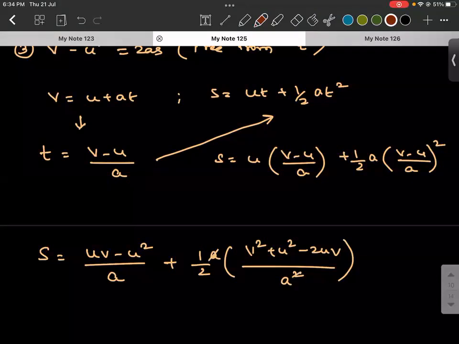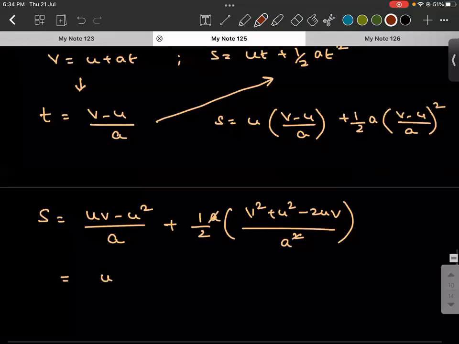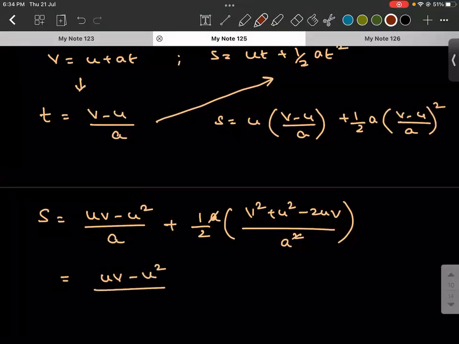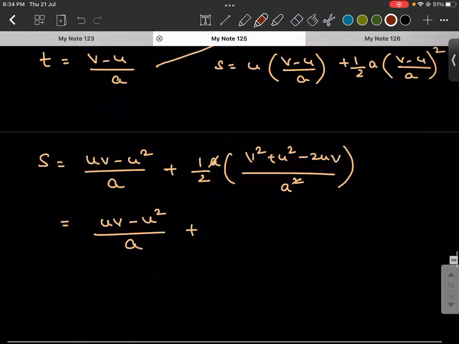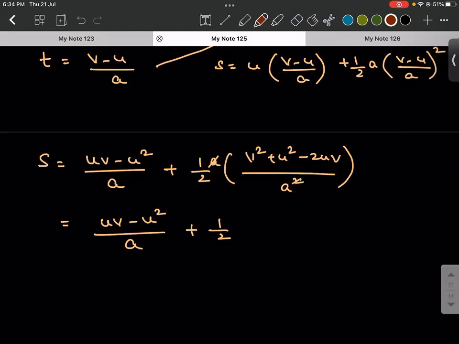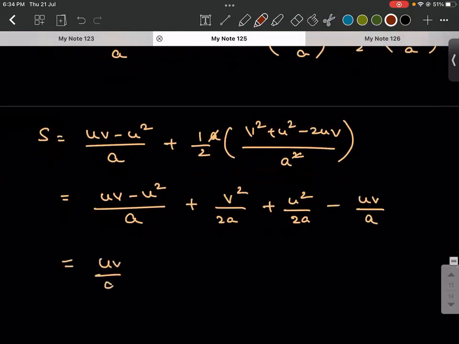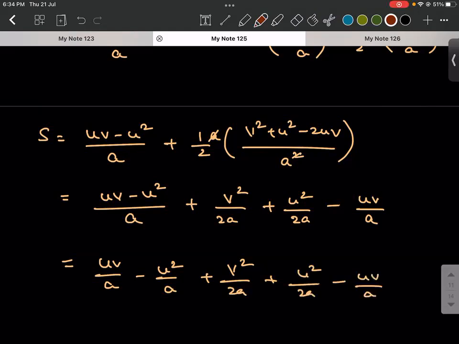So this and this will get cancelled. So you're left with uv minus u square divided by a plus half into, or I'll write it like this, v square by 2a plus u square by 2a minus uv divided by a. So if you observe this, it is uv by a minus u square by a plus v square by 2a plus u square by 2a minus uv divided by a.